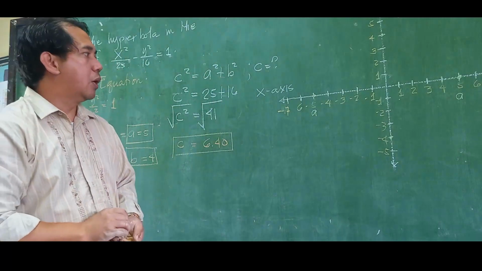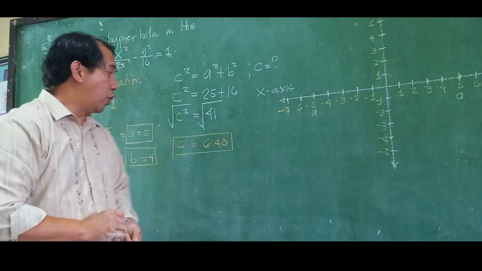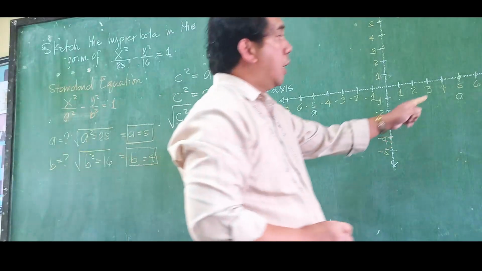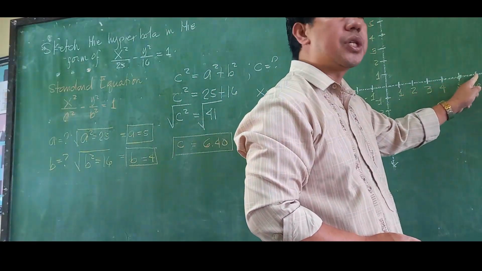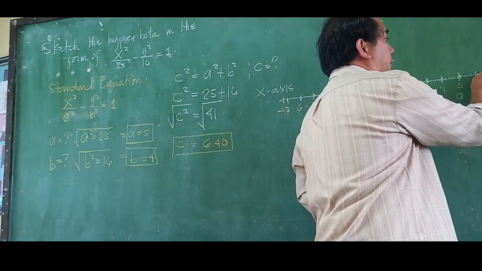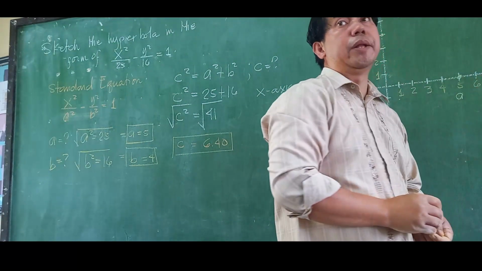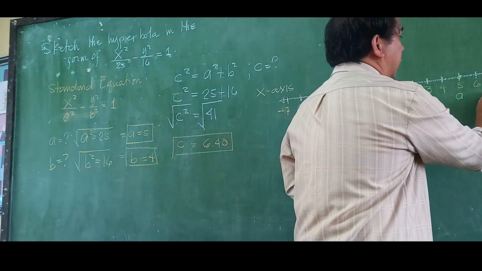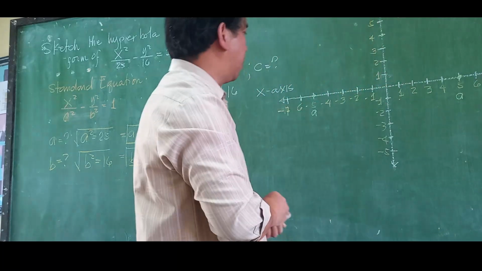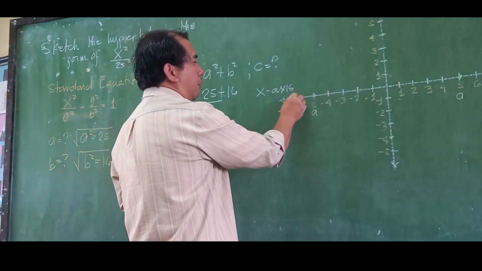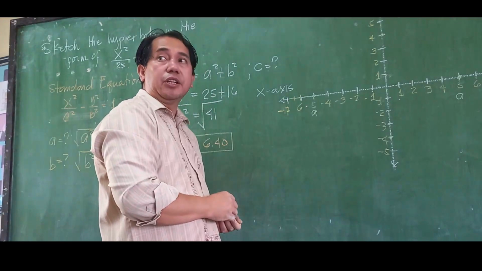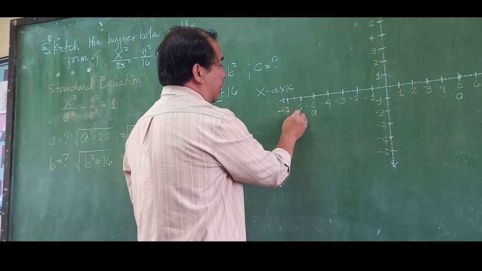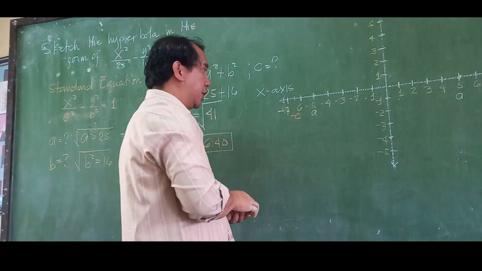Now, where is the C? Where is the C? 6.40. So most probably, that 6.40, if that is 6, it is very close to 6.5. So that is our C. What about this one? The same. Very close to negative 6.5. So that is our negative C.